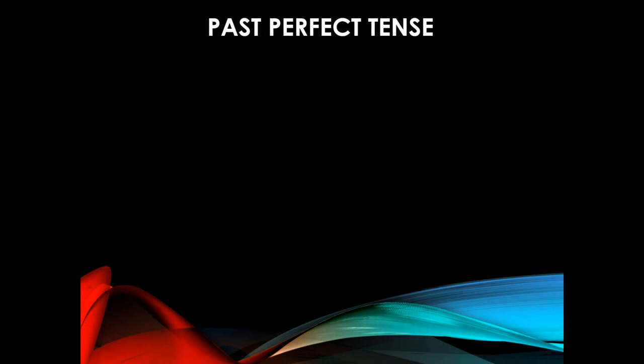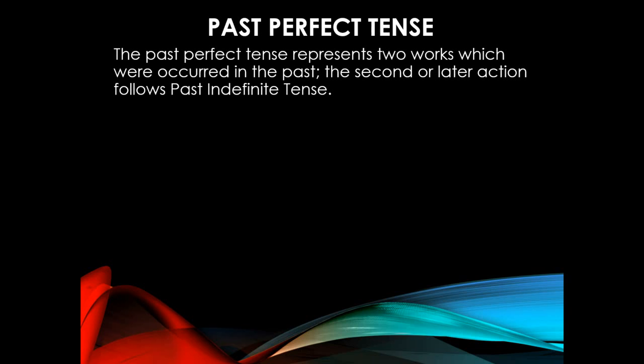So today we're going to learn about past perfect tense and past perfect continuous tense. The past perfect tense represents two actions which occurred in the past. That means there will be two incidents in one sentence which will represent two actions of the past. The second or the later action follows the past indefinite tense. That means there will be a simple past tense and a past perfect tense.